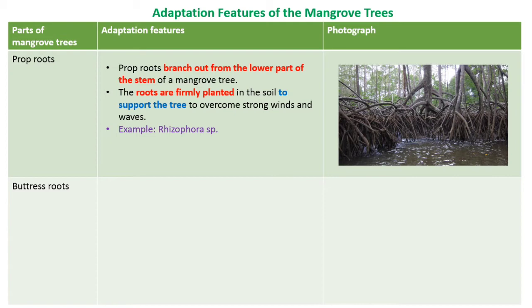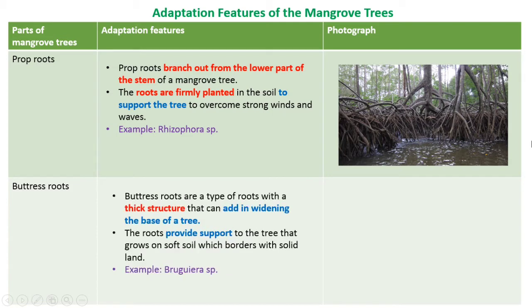Okay. Dalam bahasa Melayu, prop root dipanggil akar jangkang. So pokok Rhizophora mempunyai akar jangkang. Pertama untuk support, untuk beri sokongan kepada pokok untuk menghadapi angin yang kuat dan ombak yang kuat.